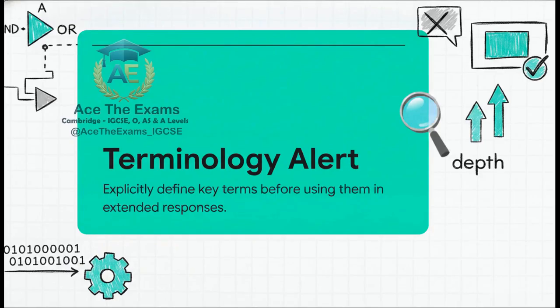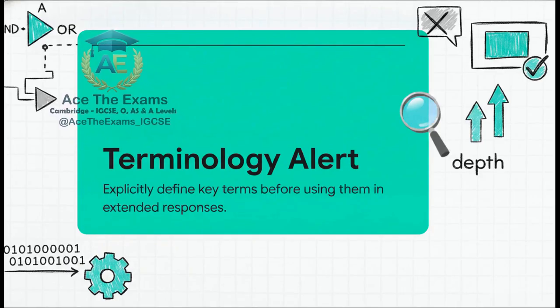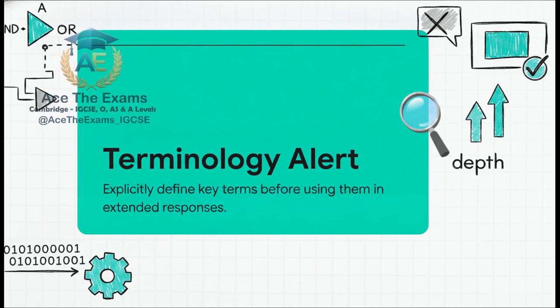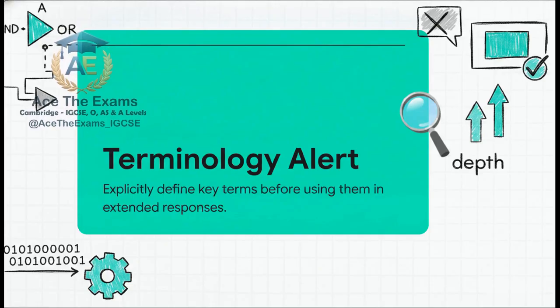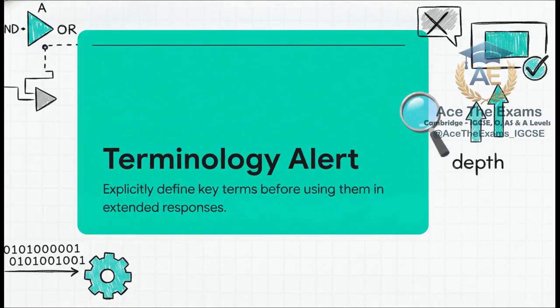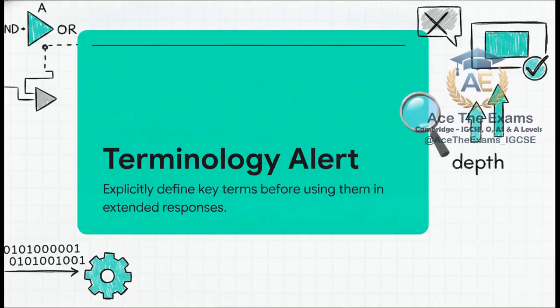Candidates consistently confuse key terminology, and examiners have absolutely no patience for it. There is a strict examiner requirement to explicitly define all key terms before utilizing them in extended responses. Think about command words. If a question says describe, you give characteristics. If it says evaluate, you must give strengths, weaknesses, and a justified conclusion.